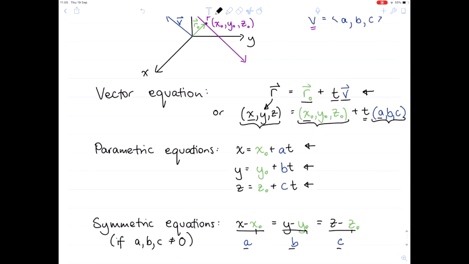So spend some time working through problems and making sure you're comfortable with each of these 3 ways of describing lines in 3D.